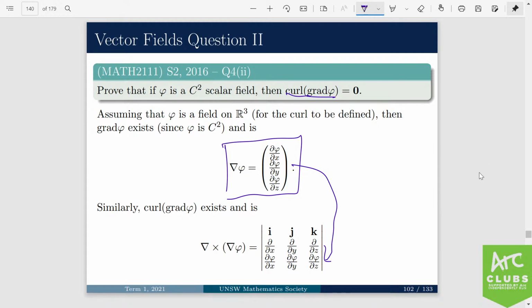And when we find the determinant, remember, how we do it, we start with one component, and then we find the determinant of this submatrix. And if you notice, because phi is C2, the mixed partial derivatives commute. So this minus this will be 0 because they cancel out. Well, we have yz and yz. And here we have xz, xz, and xy, xy. So essentially, this is all equal to 0 because they all cancel out.